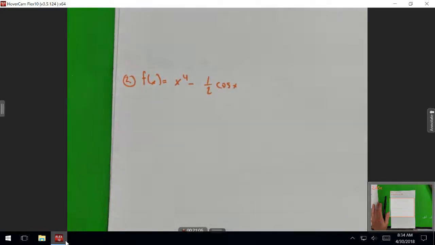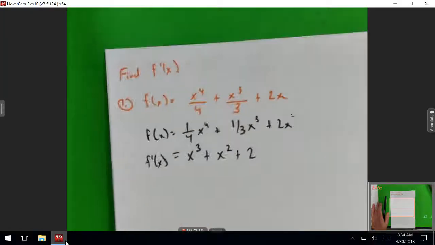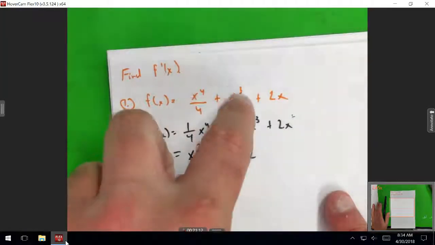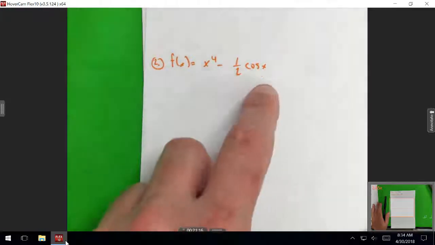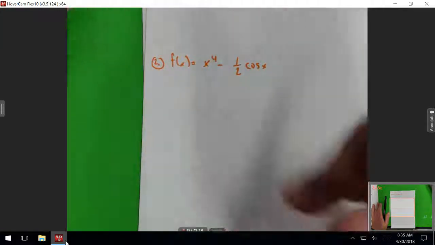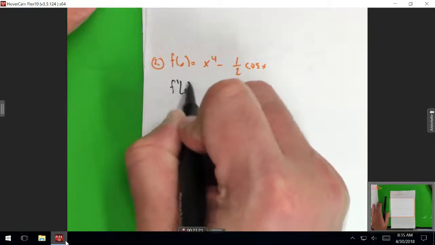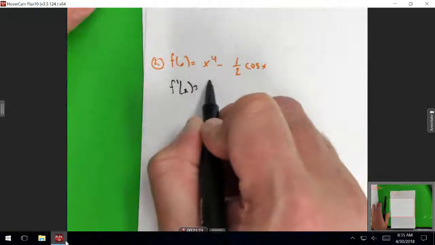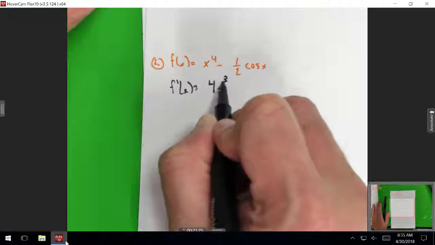Number 2. And remember, guys, when you've got a plus in there, you're going to take the derivative of each individual one, okay? So on this one right here, I'm going to take the derivative of this one, then take the derivative of that one. So I have f prime of x. 4 times 1 is? 4 minus 1 is?